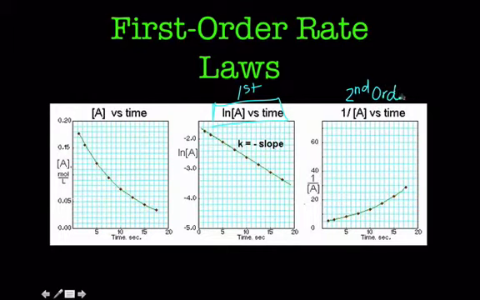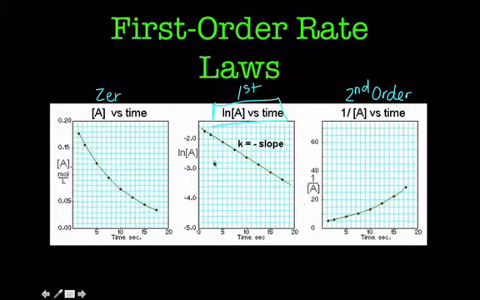We look to see if it comes out in a straight line for 1 over the concentration. That tells us it's a second order reaction. And then if it's just concentration versus time, that gives us a straight line. We know that's a 0 order. But this is the one we're focusing on right now.